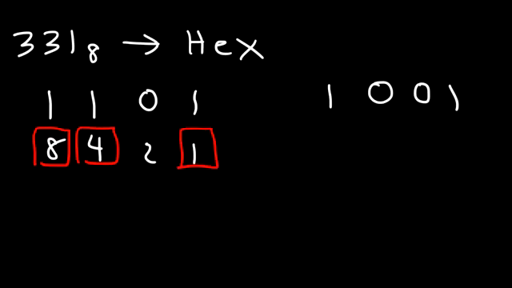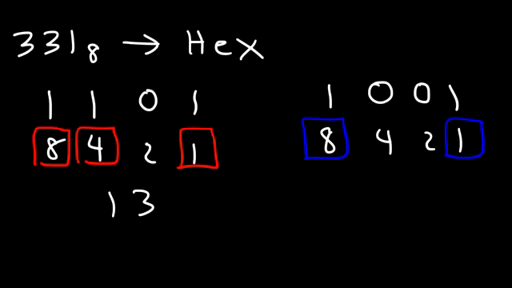8 plus 4 is 12. 12 plus 1 is 13. Now here this is 8, 4, 2, 1. So we have a 1 next to the 8 and a 1. So 8 plus 1 is 9.